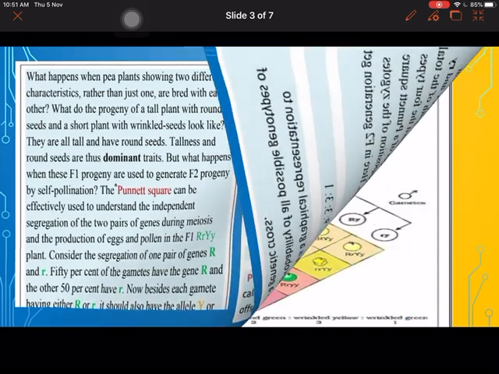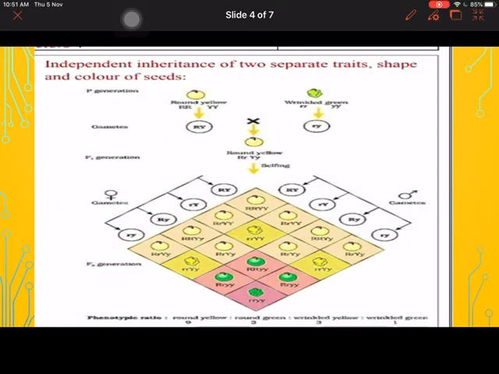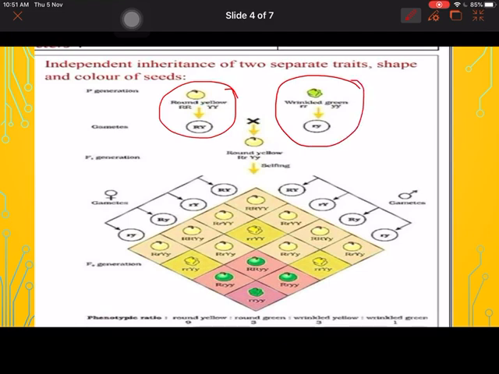So let's see this Punnett square. In this you can see we have taken two contrasting characters. One is round and yellow, which is the dominant one, that's why we have taken capital letters for them. And one is wrinkled and green, which is a recessive character. In the F1 generation, the gametes will be capital R and capital Y from one parent, and small r and small y from the other. So in the F1 generation, all the progeny will be round and yellow, but their genotype will be capital R, small r, capital Y, small y.